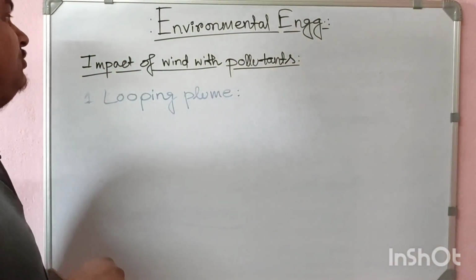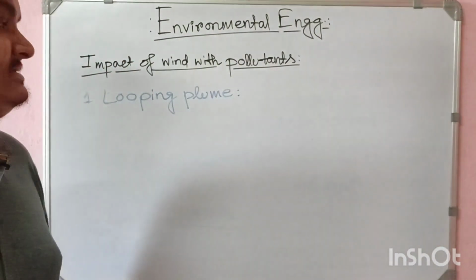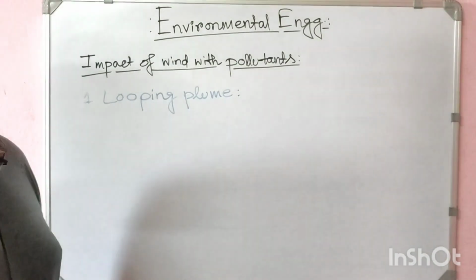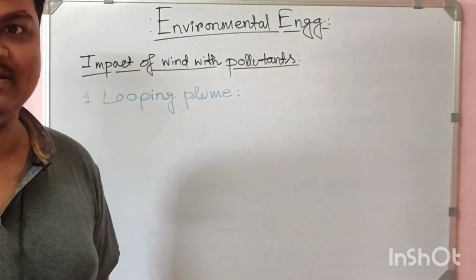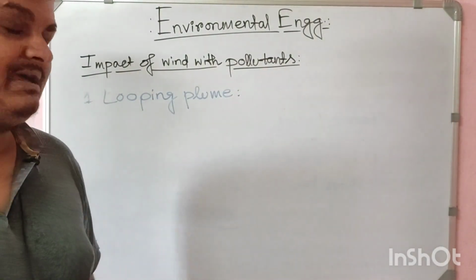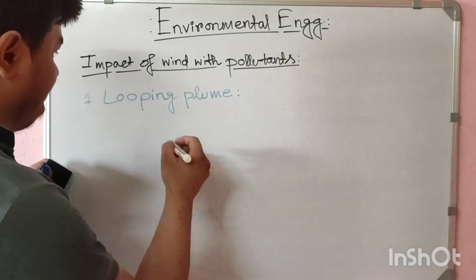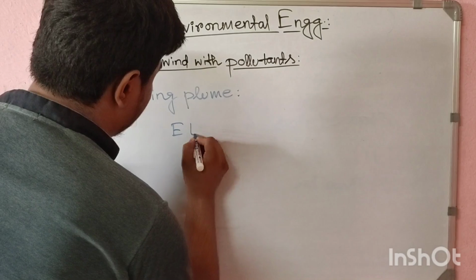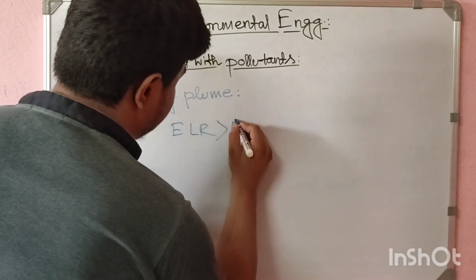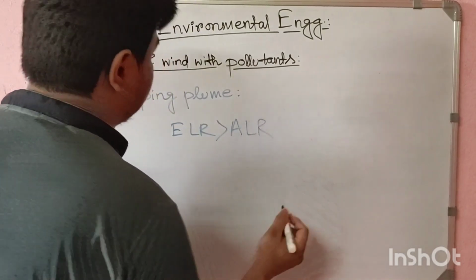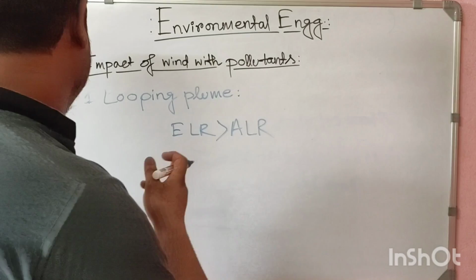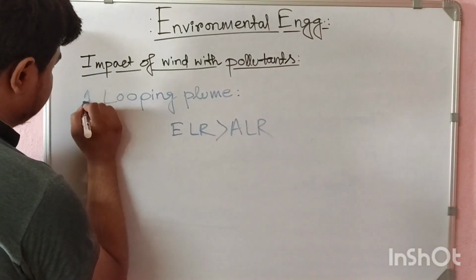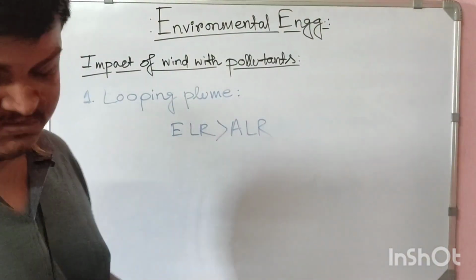So in the looping plume, what is there? The condition is super adiabatic. So we know that when the condition is super adiabatic, the lapse rate ELR will be greater than ALR. So what will be the trace path of this plume? So let's draw that trace path of that plume.